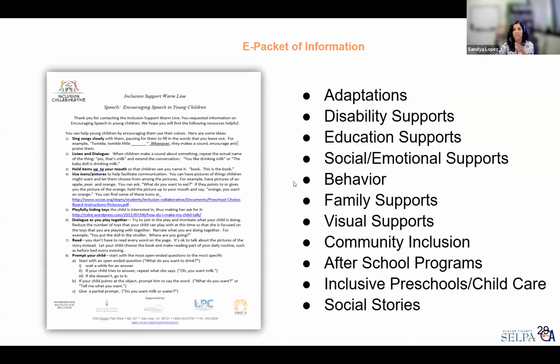I won't go through this. I just wanted to link an example of an e-packet of information. As you can see, it's comprehensive. This one in particular is encouraging speech in young children. And somebody had called and said, what can I do at home? And so this is an e-packet that was created for that parent with some tips, some things they can do on a daily basis, and then links to different resources. And so we have these e-packets of information for very, very various things: adaptations, disability supports, visual supports, and the list goes on and on. So that should be linked there. If you have a copy of the slides, you would be able to access that link to that e-packet. Next slide.